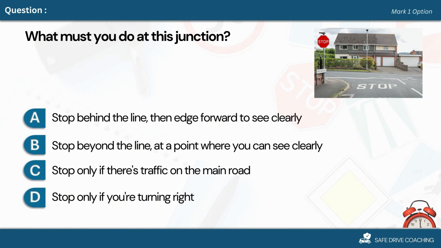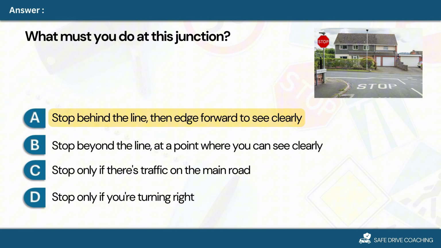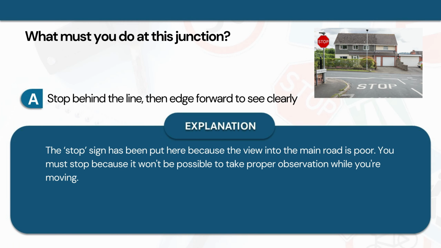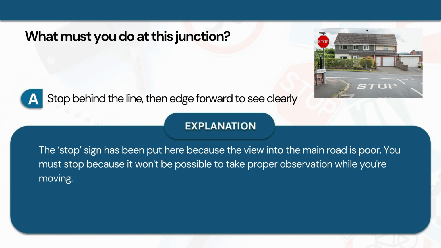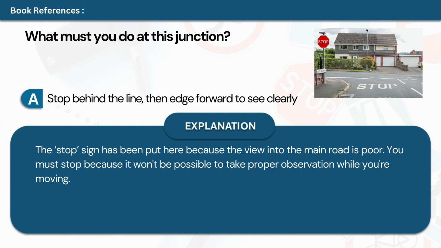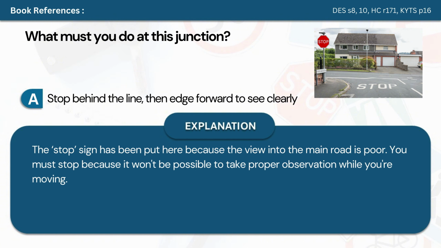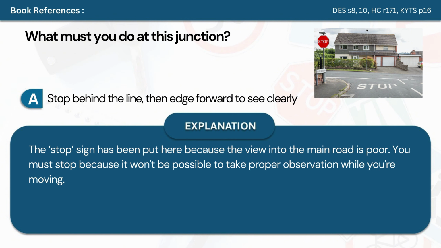The correct answer is A. Stop behind the line, then edge forward to see clearly. The stop sign has been put here because the view into the main road is poor. You must stop because it won't be possible to take proper observation while you're moving.